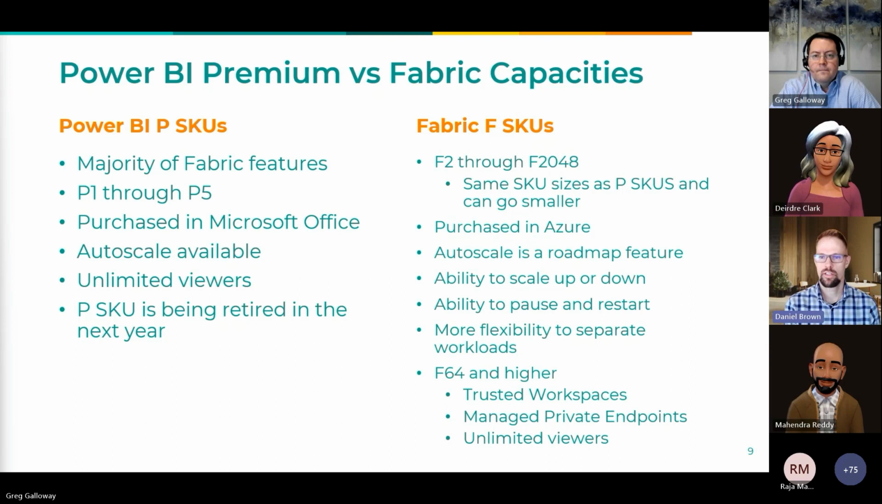Then we'll talk in a little more detail about some of the flexibility that the larger range of SKUs can provide and how you set up your workloads. And then a couple of key feature callouts on the F SKUs, and Greg will go into detail later. On F64 and higher, you get a feature called Trusted Workspaces and Managed Private Endpoints. And then similar to the P1 and up, on the F64 and higher, you get the unlimited viewers, the report consumers that don't need Pro licenses.